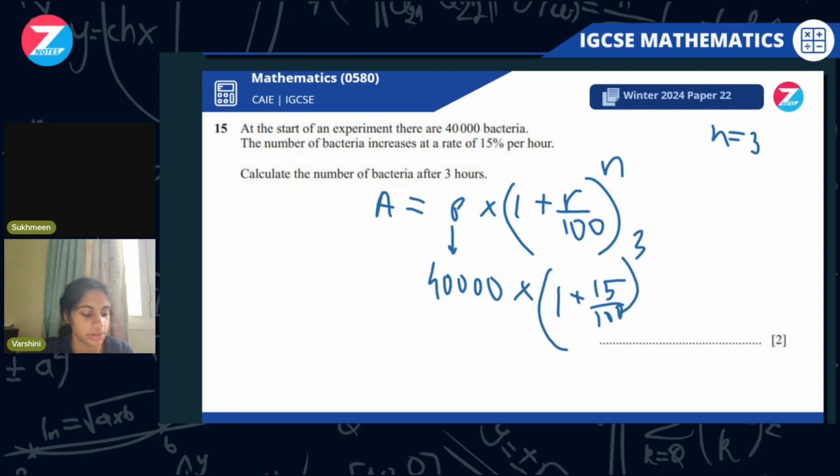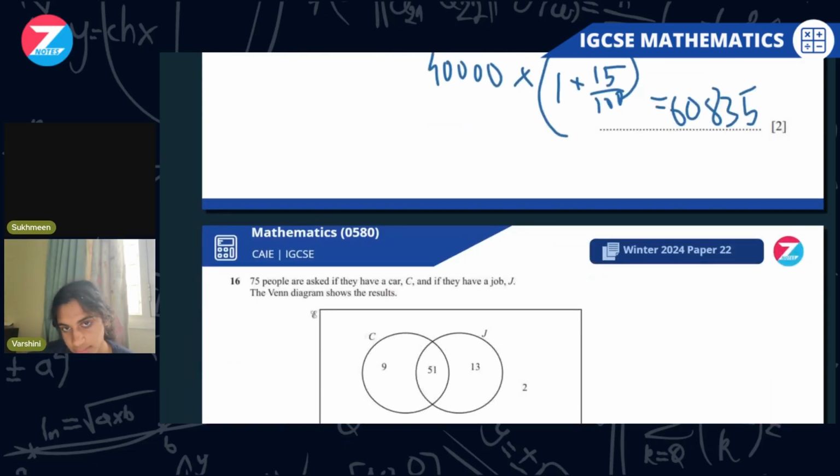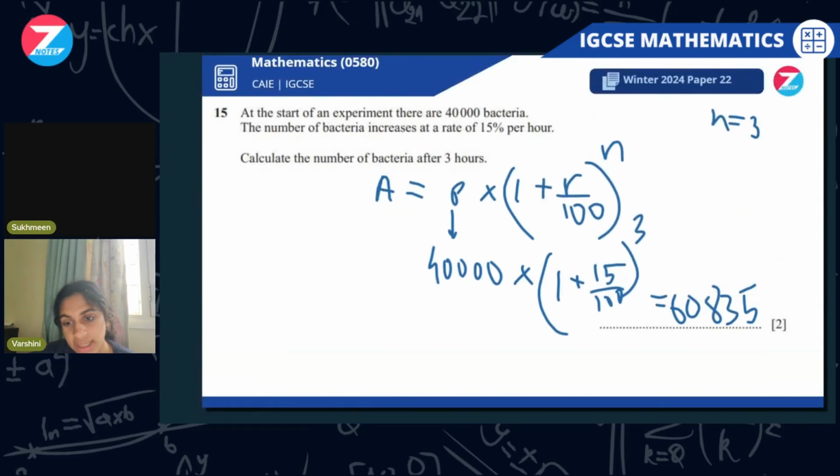Again, you can just put this straight into your calculator, 40,000 into 1 plus 15 by 100 to the power 3. And that should give you 60835. So don't get confused here. Just use the formula, substitute everything into the formula, and you should get your answer. And for this also, when you get an exact number, especially for these bacteria rate increase questions, don't round it off to 3 significant figures. Keep it in its full form.